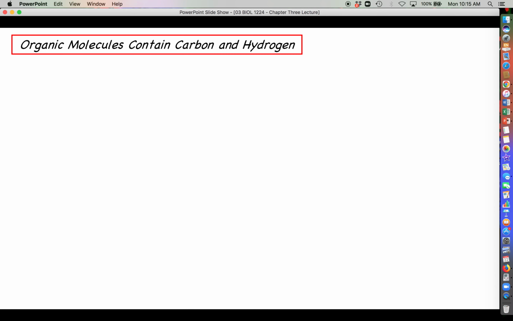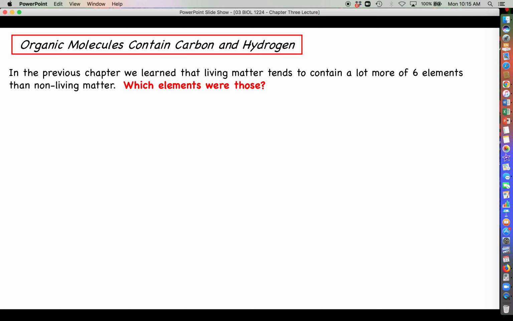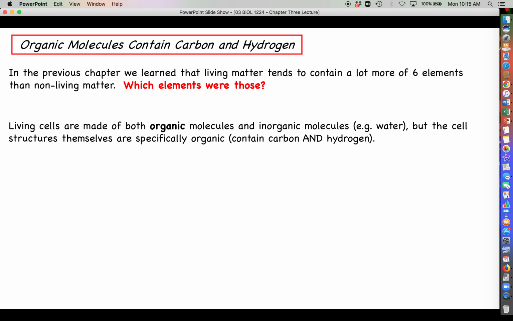We discussed in our last video of chapter 2 that living matter tends to contain a lot of the CHNOPS elements that we've talked about before. Remember, carbon, hydrogen, nitrogen, oxygen, phosphorus, and sulfur. We also distinguished organic from inorganic molecules, apart from the living versus non-living issue, right? Those are not really the same things. Living cells and living tissue are made up of both organic molecules and inorganic molecules.